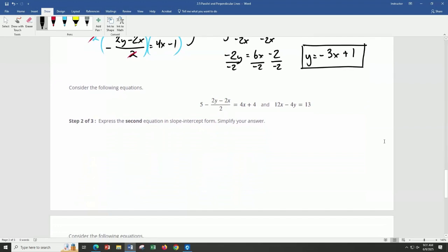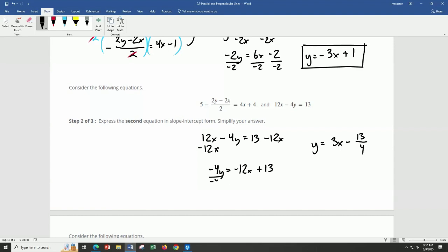Express the second equation in slope-intercept form, simplify answer. I'm going to give you the answer to this one. You can look back on the math because that one's pretty straightforward and simple. When we get done solving this one, we get y is equal to 3x minus 13 over 4. Remember, you have 12x minus 4y is equal to 13. Just subtract the 12x. Put it in the proper form, negative 4y is equal to negative 12x plus 13. Divide off the negative 4 amongst everything. And then you get your answer there.